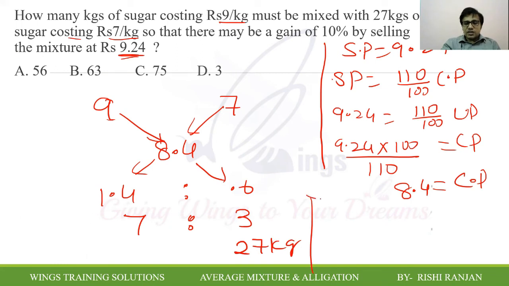The second mixture is 27 kgs. First mixture divided by second mixture is equal to 7:3. So when you cross multiply and calculate, you'll get first mixture will be 63 kgs.